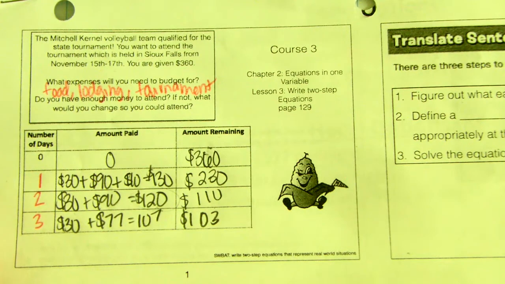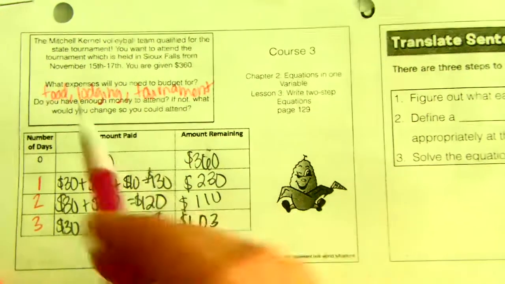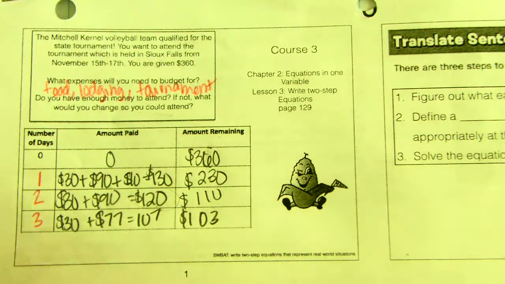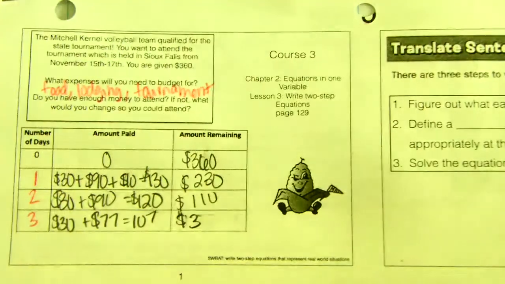So what we're going to end up doing is writing equations so that we can do all this instead of setting up a chart. So I had to make some changes so that I could attend and still have all of the money. And this is not $103, it is $3 left. Woo, big money.